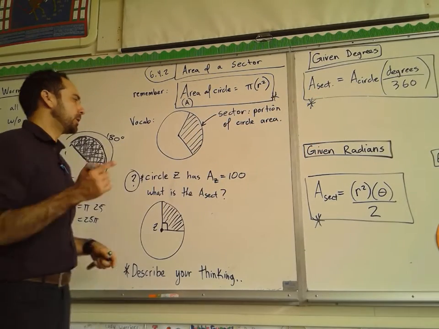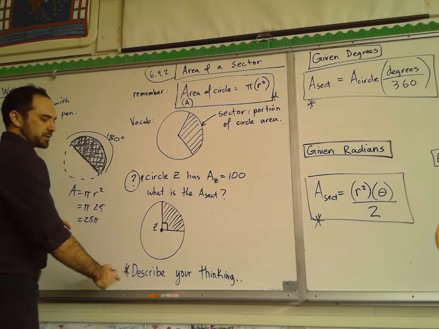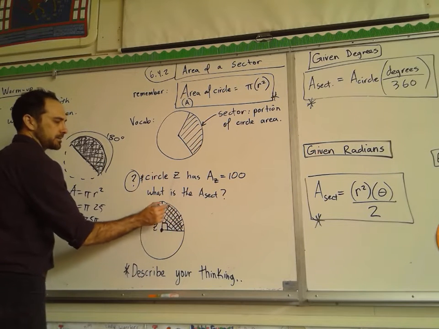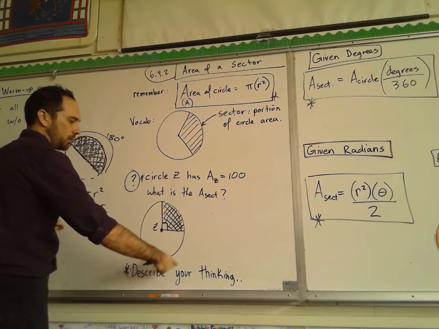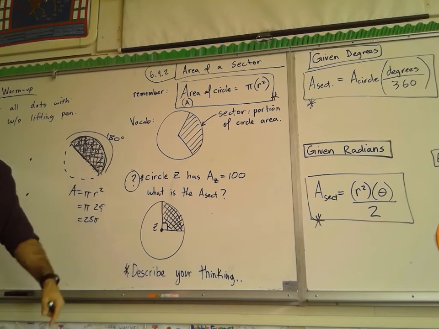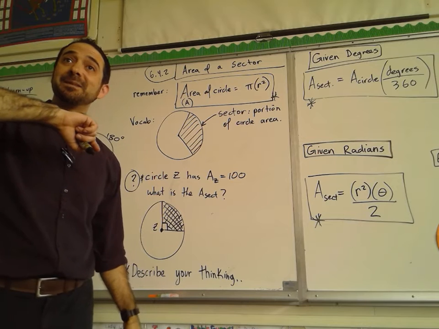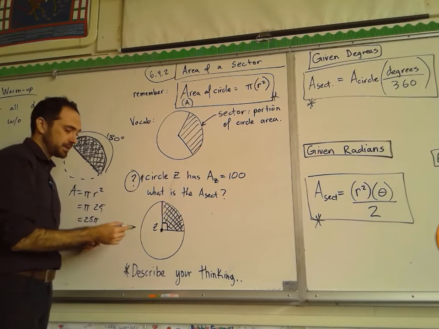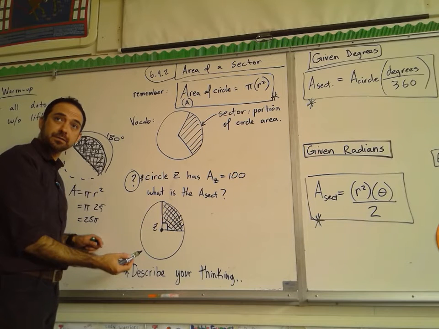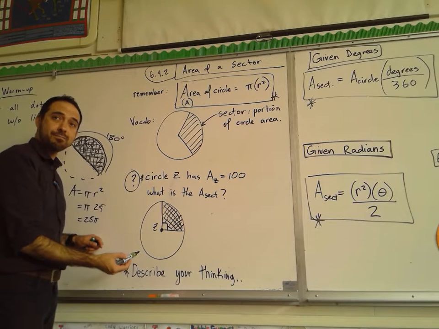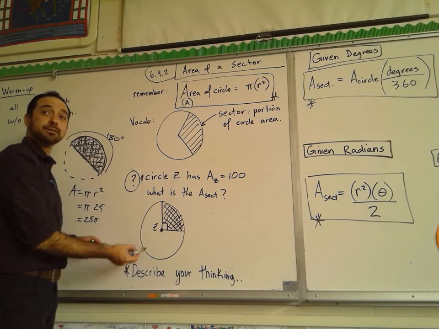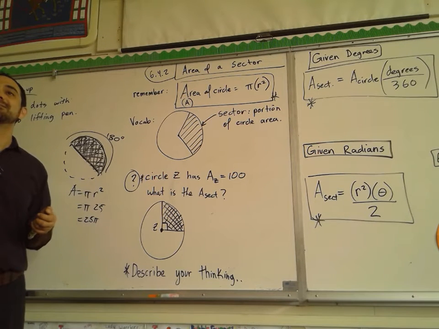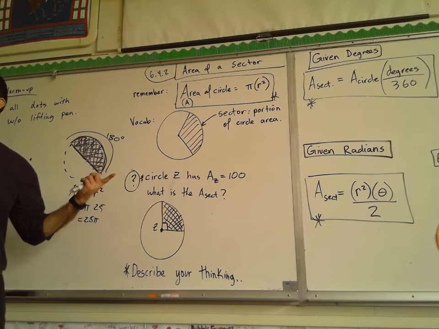Somebody tell me what your thinking is to figure out what the area of this sector is. I know that the whole circle is 100. So what do we got there? Just divide by 4. Very good. And how did you know that this is broken into 4 equal parts? Because it's a 90-degree angle, and 90 degrees four times makes the circle. Perfect.